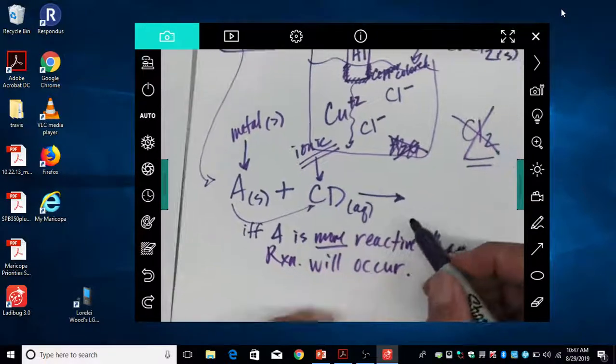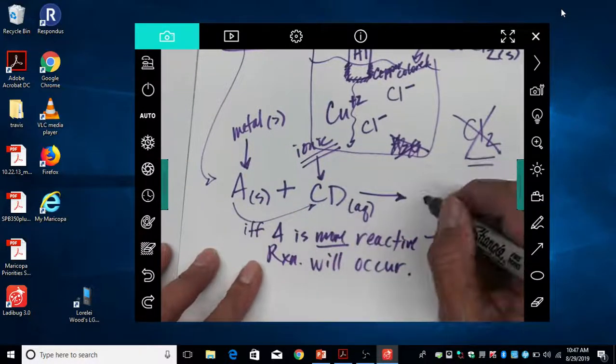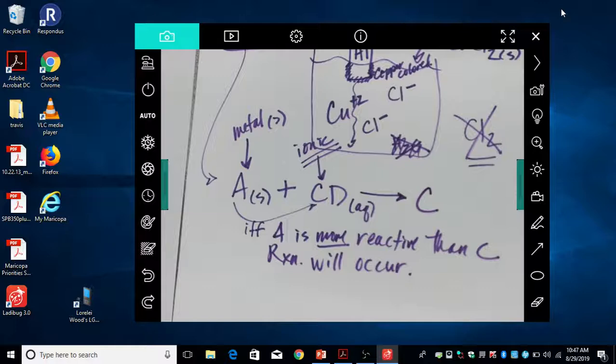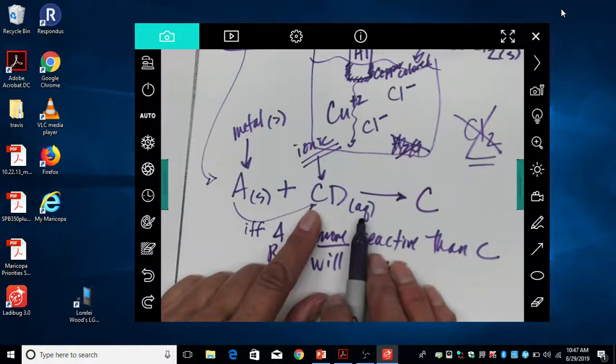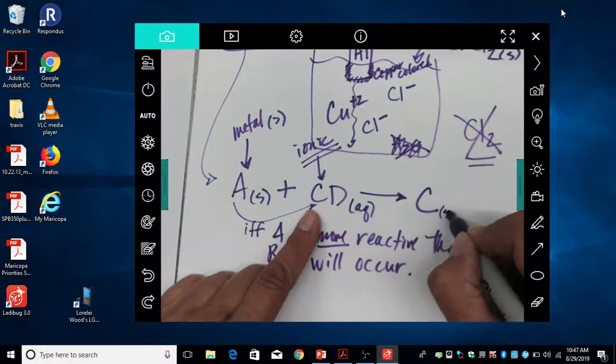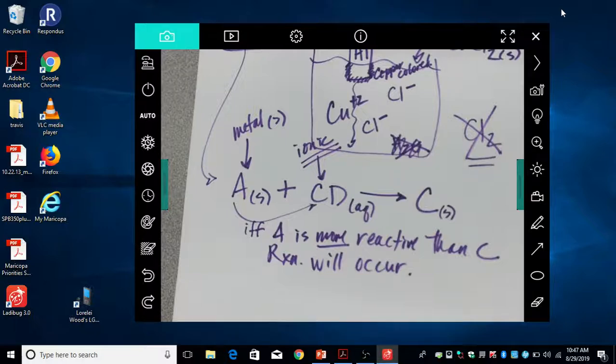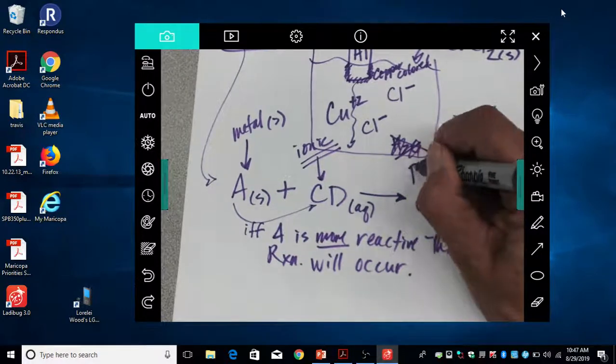All right, and then what happens is A replaces C. C now comes out of solution. It started as an ion. I'm going to show you some pictures of what this looks like in just a minute. It started as an ion in solution, remember, because it's an aqueous solution. Now C comes out as a solid. We are precipitating. This is called a precipitate.